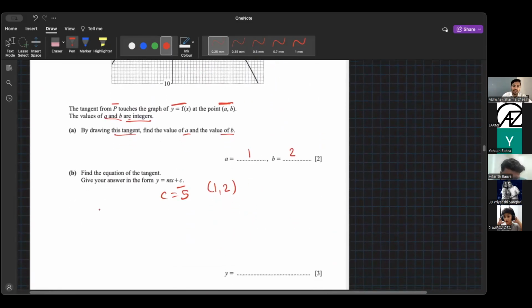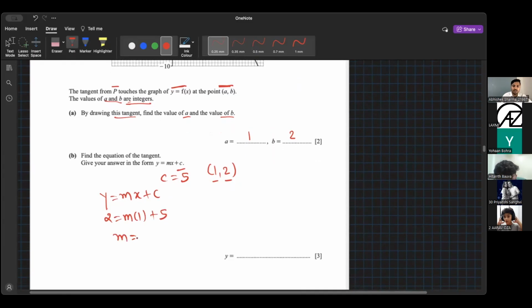Now we can find the gradient. So y equals mx plus c. y is 2, x is 1. So 2 equals m into 1 plus 5. So m will be negative 3. So the equation will be y equals negative 3x plus 5, where 5 is the y-intercept. So this is your answer.